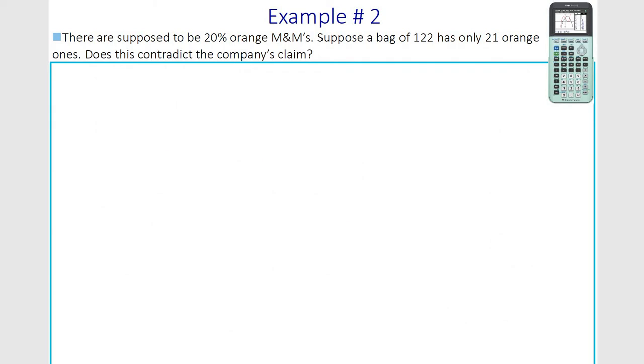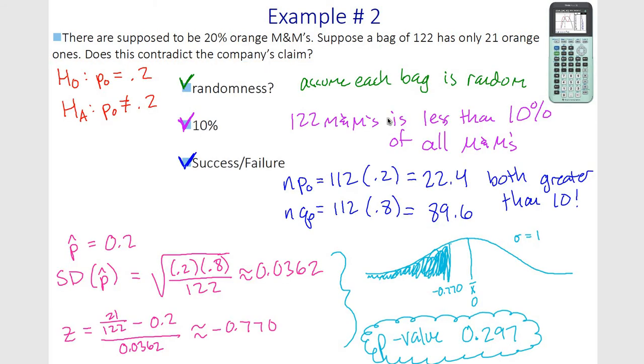All right, let's try another example. So here we're dealing with orange M&Ms. All right, why don't you pause it, give it a whirl. Here we start with our null hypothesis, right? That's what it's supposed to be. Our alternative hypothesis is we just want to know if it contradicts this. So is it just not 0.2?